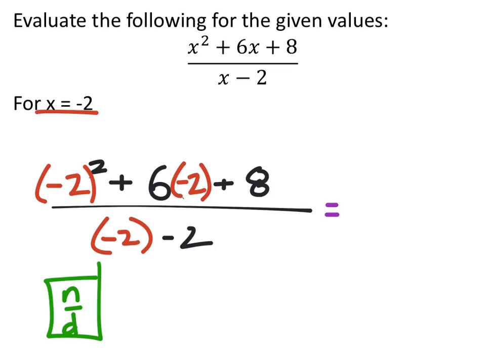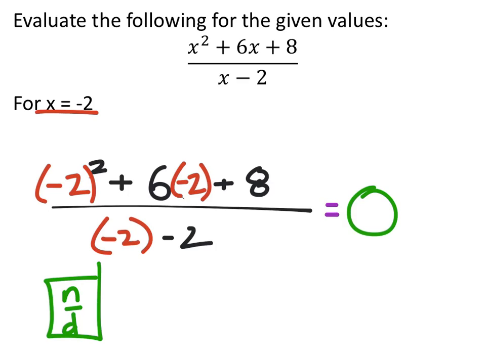And let's see, I'll type this into my calculator too so we can practice using it, right? Parenthesis, negative 2, close parenthesis, to the power of 2, plus 6 parentheses, negative 2, close parentheses, plus 8. Now if I use the cursor button to go down, I can get to the denominator, parenthesis, negative 2, close parentheses, minus 2, and I've got it all typed in, so I just need to push enter, and this actually gave me 0 on that one. Thank you, calculator. That was nice.